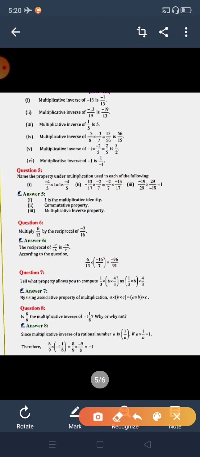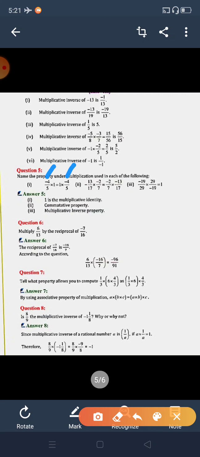Fifth question, name the property under multiplication used in each of the following. Minus 4 by 5 multiply 1 and 1 multiply minus 4 by 5. So I have told you, one is what? One is multiplicative identity. So here it is multiplicative identity.